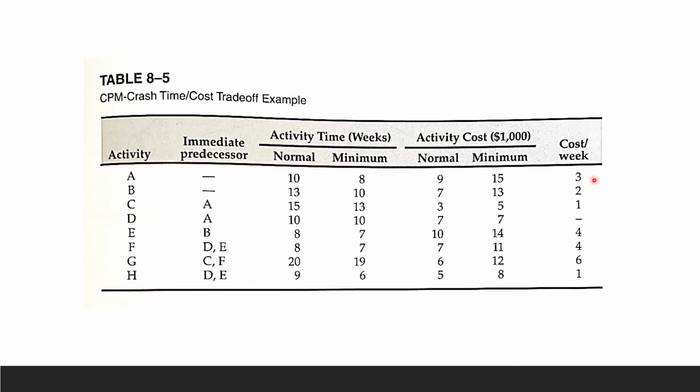This is just telling you that we will be spending $3,000 per week for activity A. We're going to be spending $2,000 per week for activity B. And we will be spending $1,000 for activity C. All right, I think you got it. And this is our estimate. We're estimating for cost. We're going minimum. Why is it minimum?